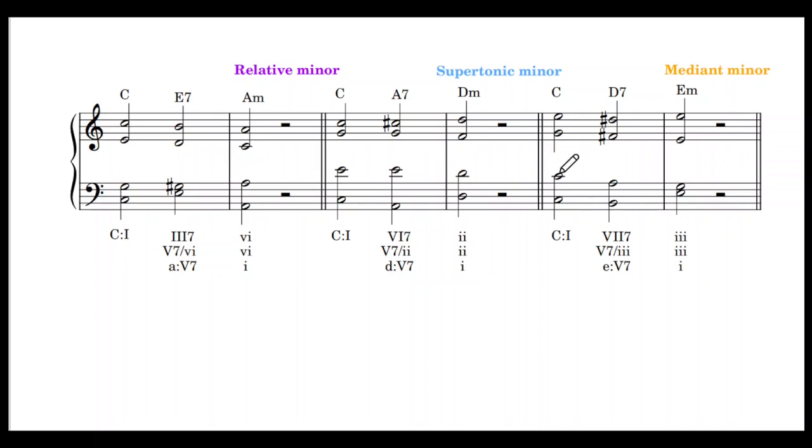And the last example is to go to the median minor. C major chord goes to a B7 chord. This is B, D sharp, F sharp, A. Why are there two sharps here? The new note is a D sharp. The F sharp is from the key signature of E minor.